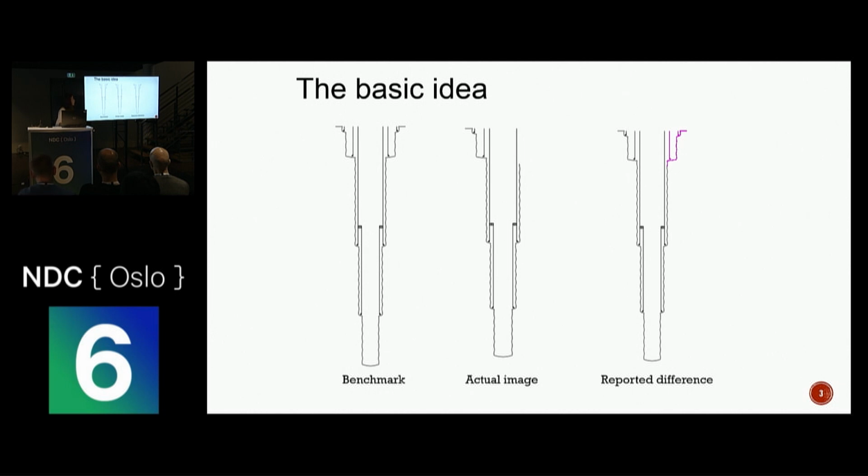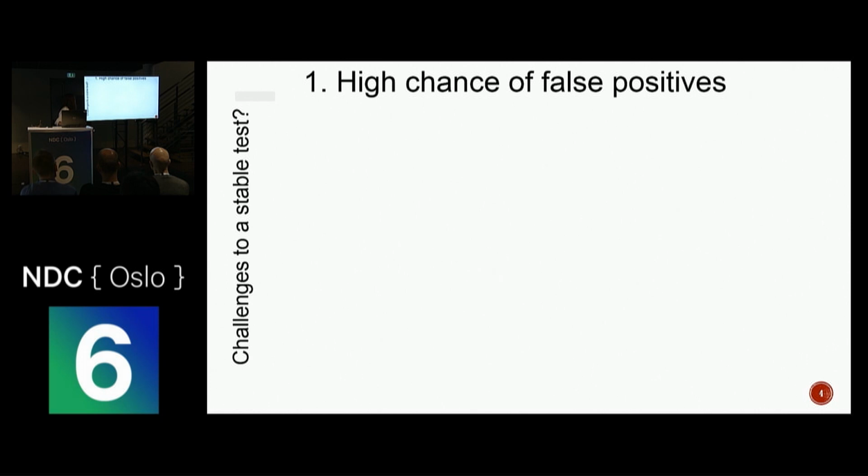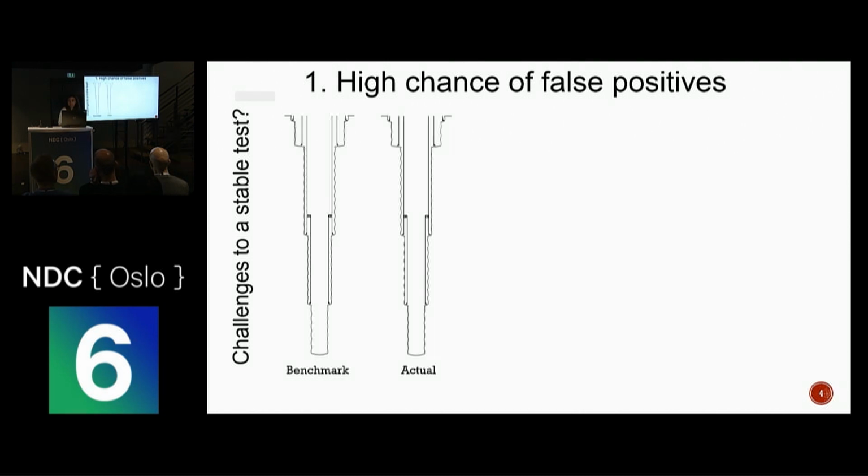Let's start with a few of the excuses people give. In other words, what are the challenges to a stable test suite? People say there's a high chance of false positives. What they mean by that is, I have a benchmark, I have an actual image. Well, they look identical to me, right? Okay, I was really worried someone would say no.